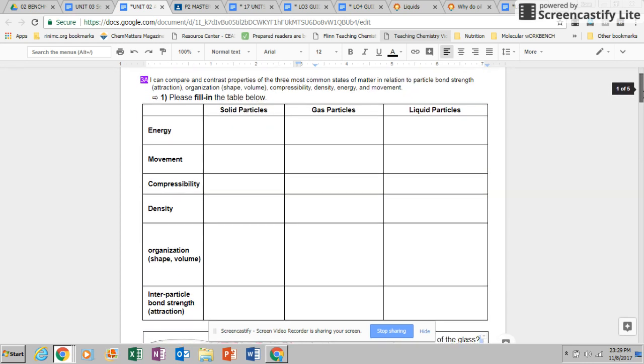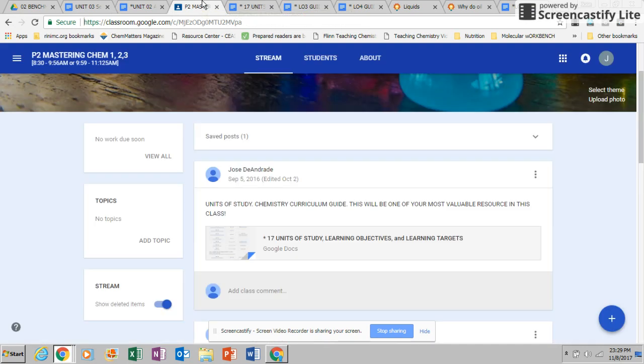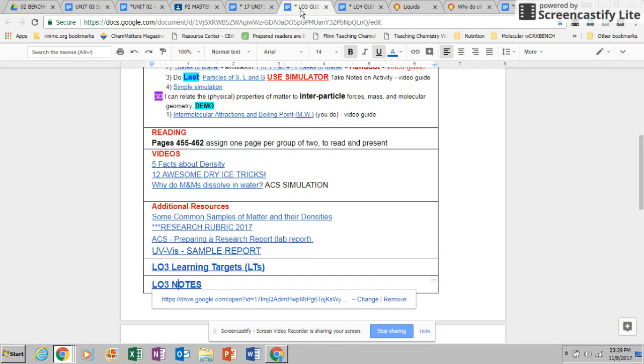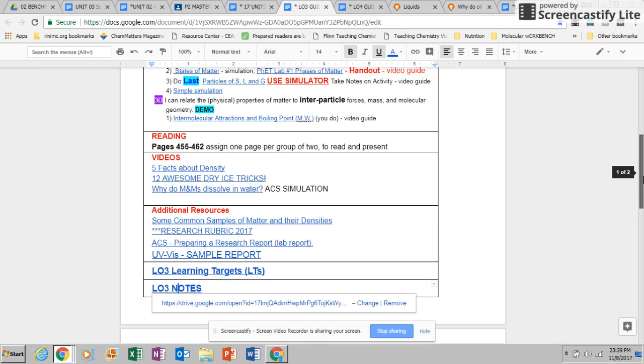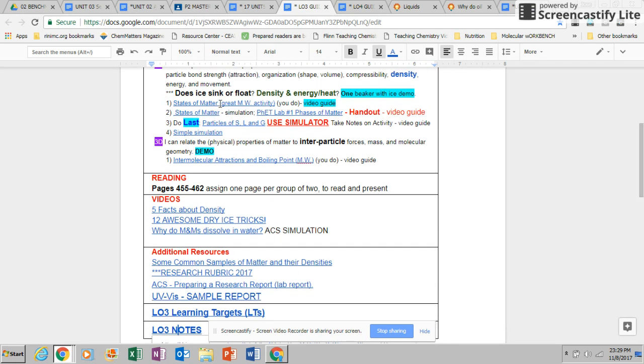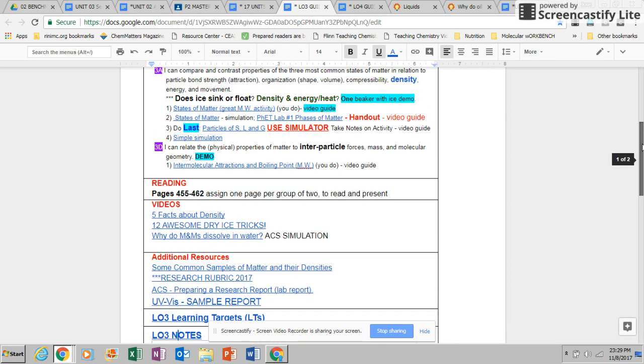Okay, so this is the standard that we are looking at right now, the different states of matter, and looking at properties of the three most common states of matter. And if you need additional help with this, if you go to Google Classroom, you open up Unit 17 of Study, this will show up. And if you don't, open up LO3, and you scroll up, you click on States of Matter under 3A.